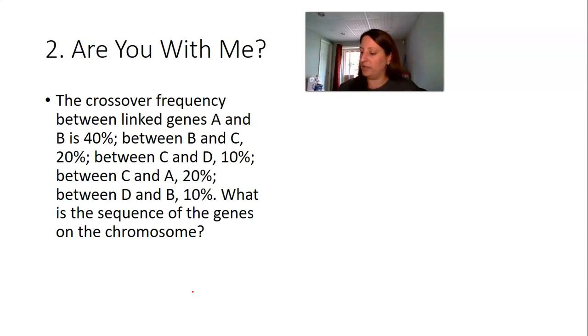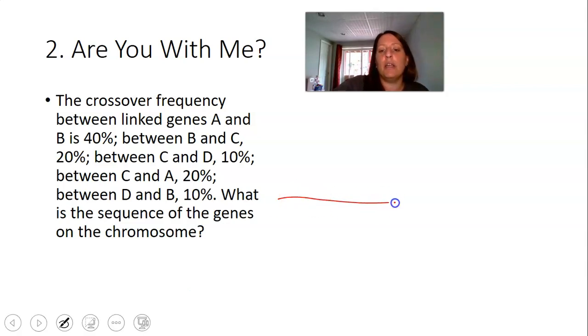This is the last one, I think. Okay, so this is a linkage map. Can we figure out the linear order of genes? To start one of these problems, you're literally going to draw a straight line. You could do it vertically, I like to do it horizontally myself. And you're going to start to place the genes on there.